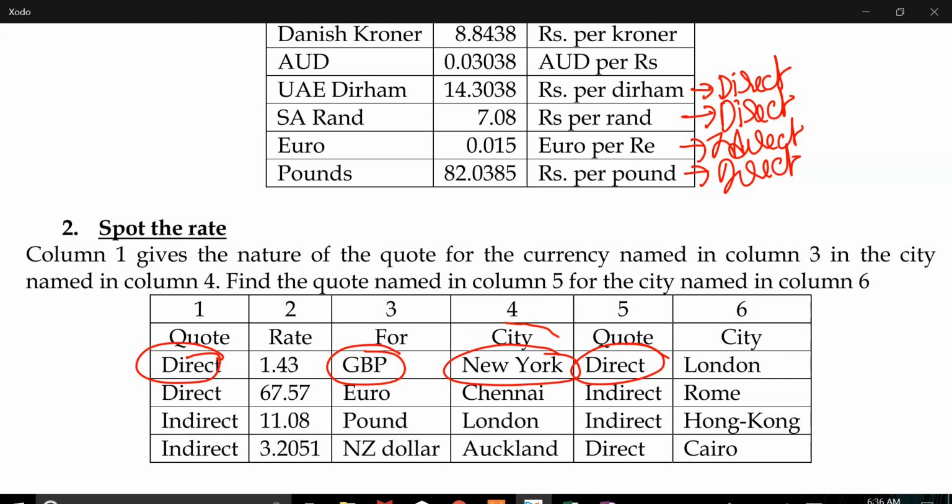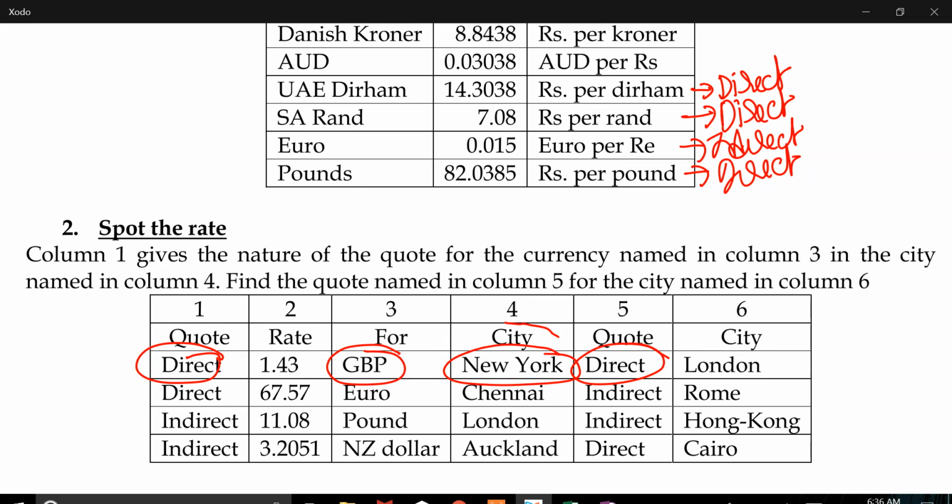I have told you a direct quote can be converted into an indirect quote, but that is if they had asked me for an indirect quote in Chennai. They have not asked me for an indirect quote in Chennai. What they want is an indirect quote in Rome, which is nothing but a direct quote in Chennai. A direct quote in Chennai is an indirect quote in Rome.